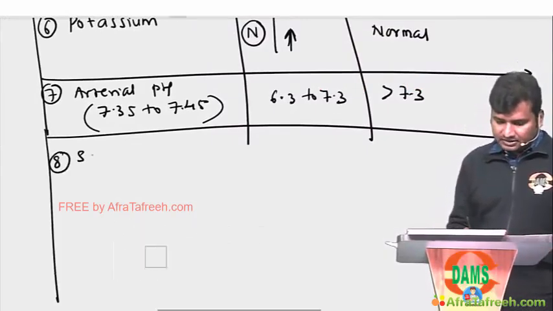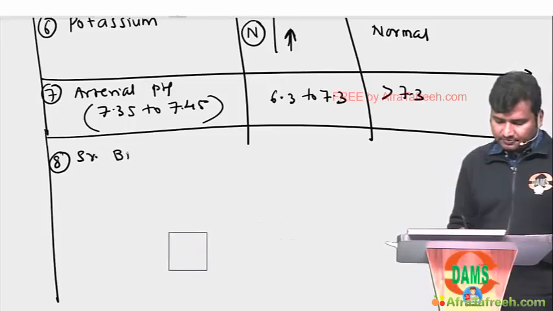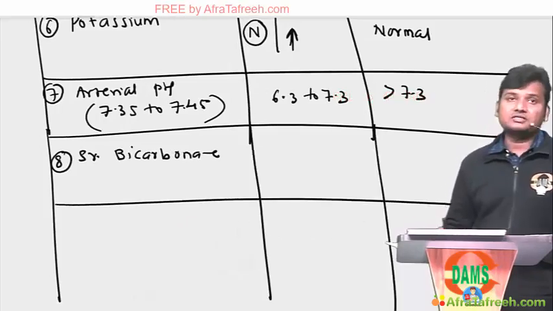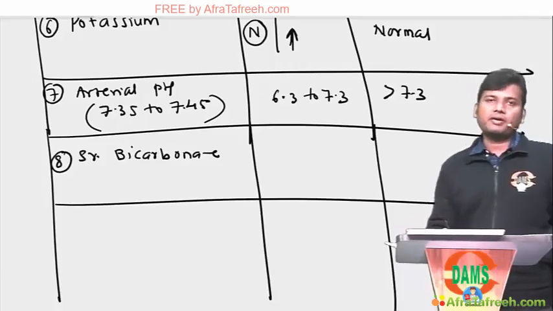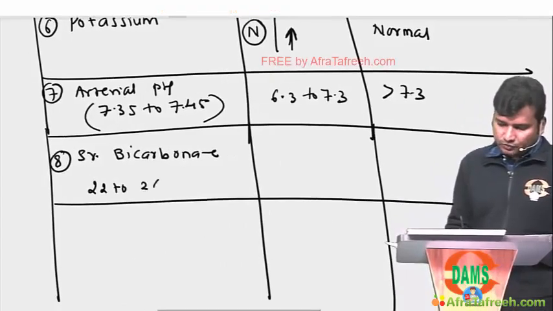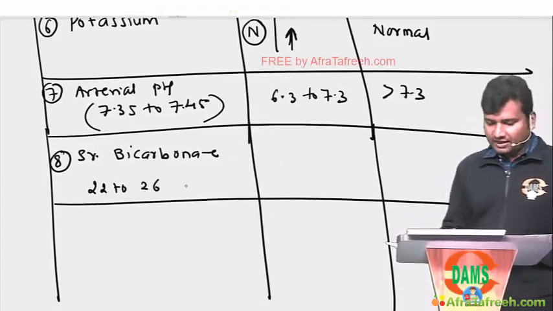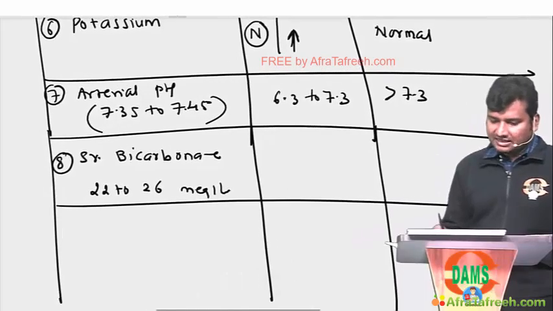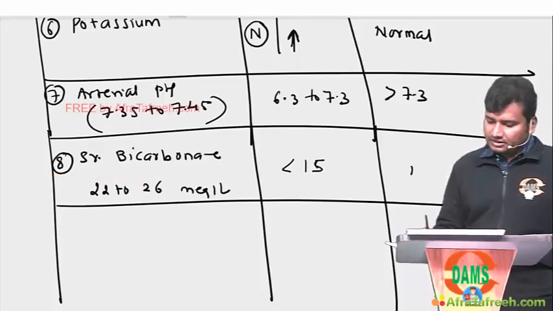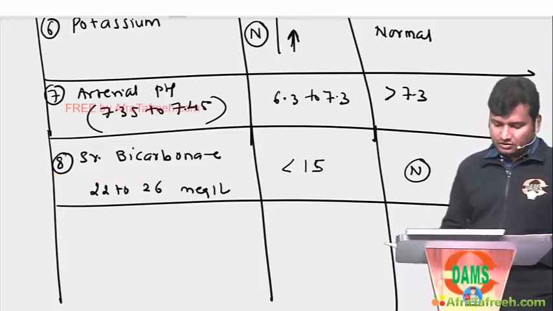Then serum bicarb level. Serum bicarbonate in DKA: bicarb combines with H plus ions from ketones and bicarb decreases. Normal level of bicarb is 22 to 26 milliequivalent per liter. In DKA, this bicarb decreases and it becomes less than 15 milliequivalent per liter. In HHS, bicarb will be normal.